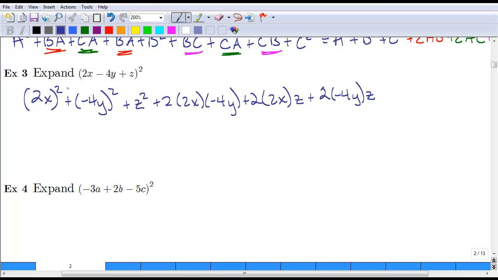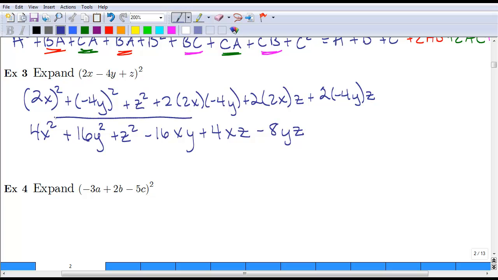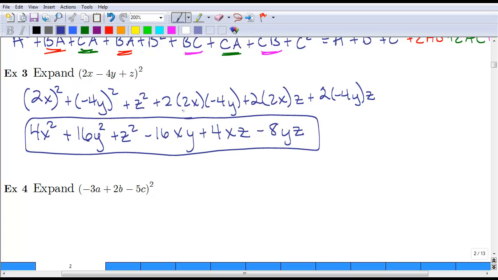Okay, so if we simplify here now, we end up with 4x squared, plus, because the negative squared would be positive, 16y squared plus z squared. All of these squared terms should be positive since we're squaring them. And then if we multiply here, we've got 2 times 2 is 4. 4 times negative 4 is negative 16xy. These terms can be negative because we're not squaring anything. And then we get plus 2 times 2 is 4xz. And 2 times negative 4 is negative 8yz. So that ends up being our final answer for this expanded form.